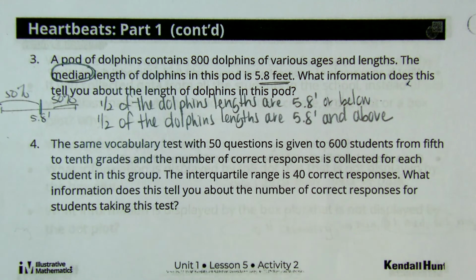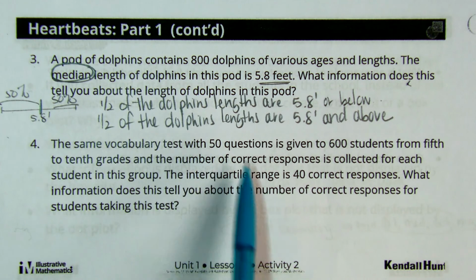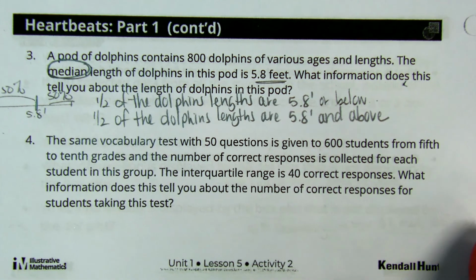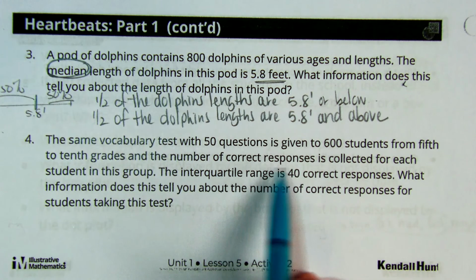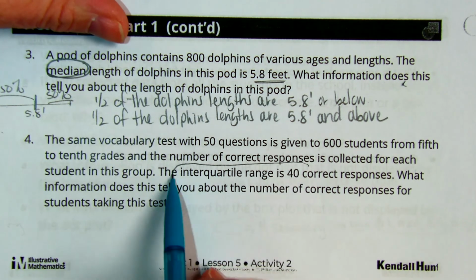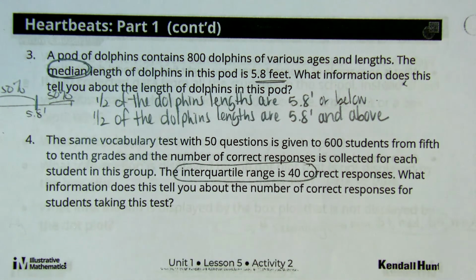So moving on to number 4. It says the same vocabulary test with 50 questions is given to 600 students from 5th to 10th grades, and the number of correct responses is collected for each student in this group. The interquartile range is 40 correct responses. So what information does this tell you about the number of correct responses for taking the test?